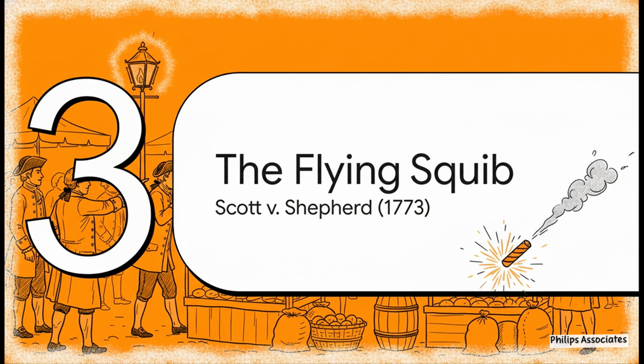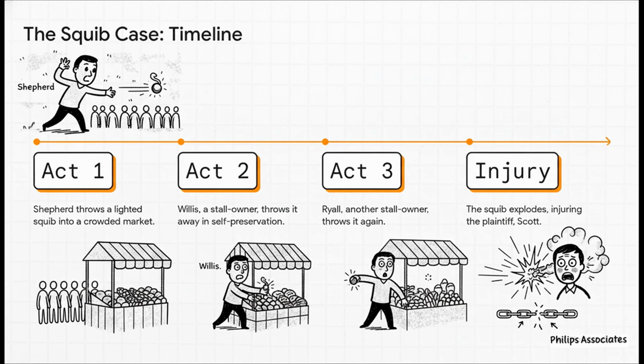Let's see how this stuff plays out in the real world with a crazy case. We're jumping in a time machine back to 1773, to a busy marketplace and a very, very bad idea involving a firework, or a squib, as they called it. So get this, a guy named Shepard lights a squib, basically a small firecracker, and just chucks it into the crowded market. It lands right on the stall of a man named Willis.